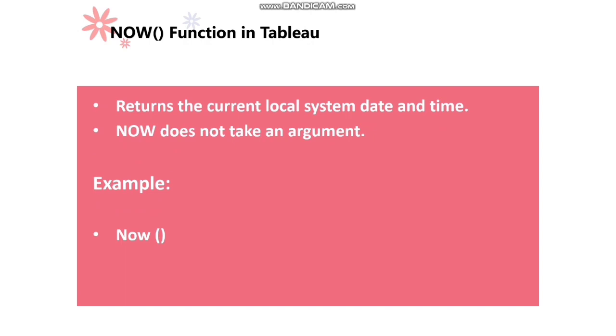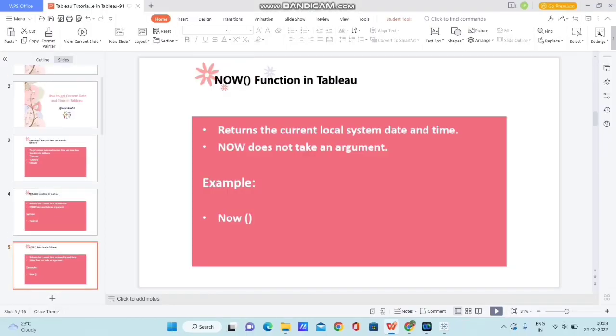The same way, the now function returns the current local system date along with time. And now also doesn't take any arguments. And the example is now with open parenthesis and closed parenthesis. Let me open Tableau Desktop and show you how to use these two functions.